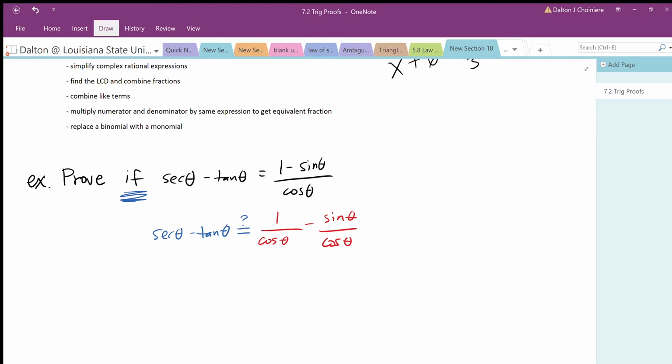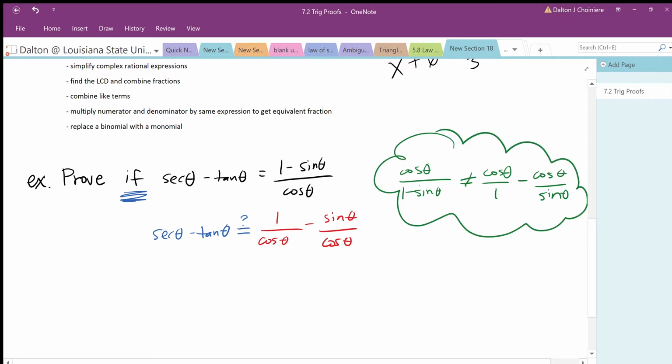Okay, let me ask you this question. What if it were opposite? What if I had cosine theta over 1 minus sine theta? I cannot do cosine over 1 minus cosine over sine. This is not mathematically correct, and this is important, and some people try to do this and they fail. If your denominator is a binomial or more, you cannot break it up into multiple fractions. Because our denominator is a monomial, we can.